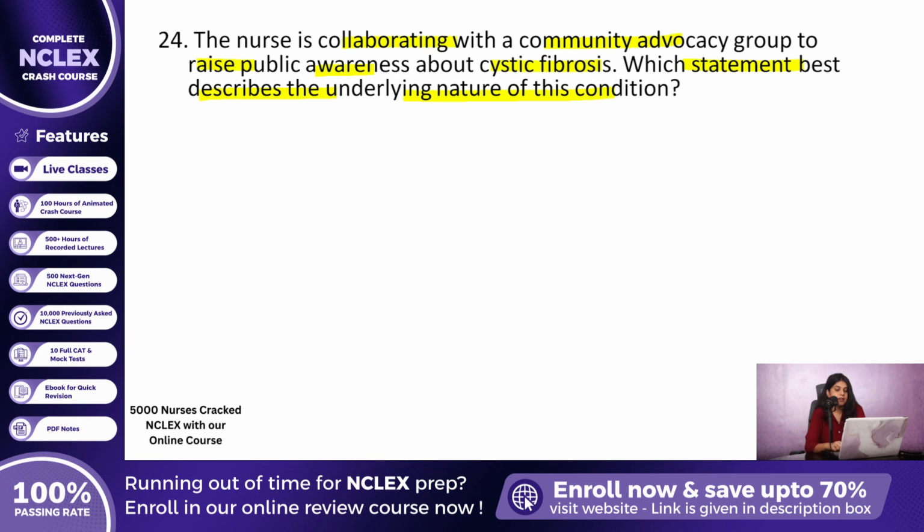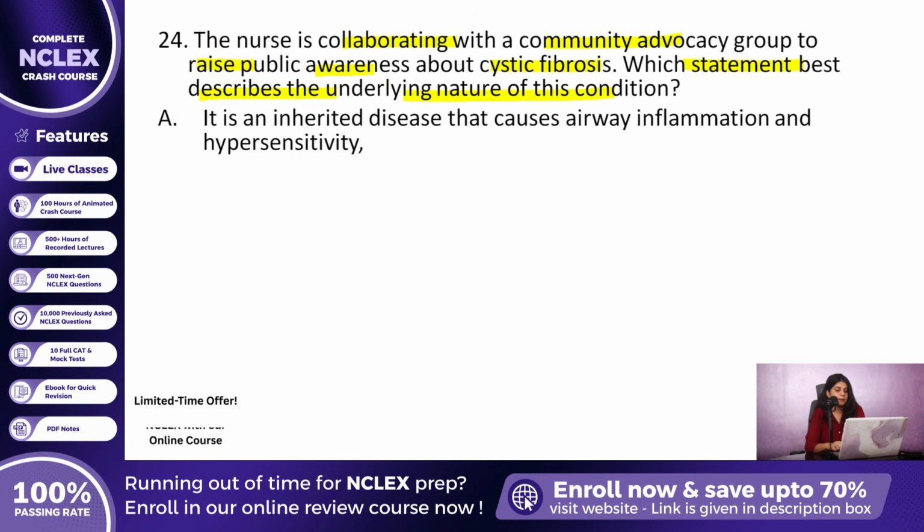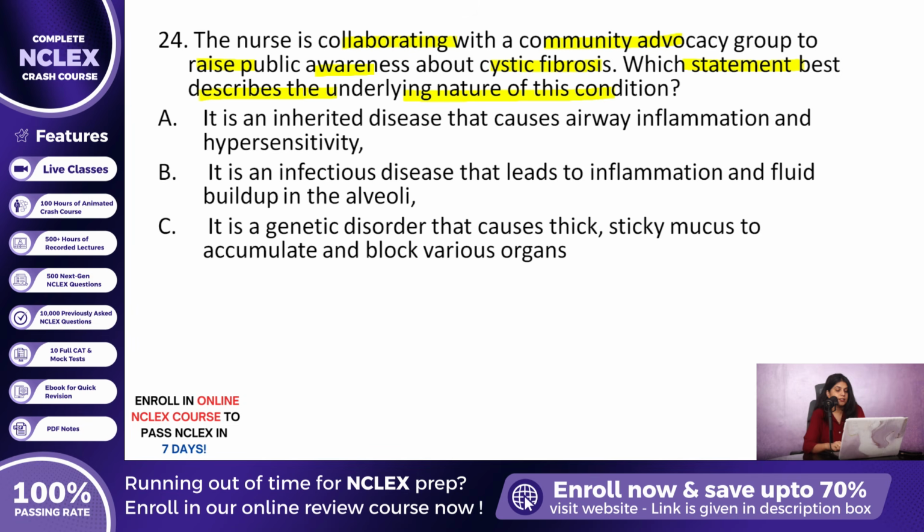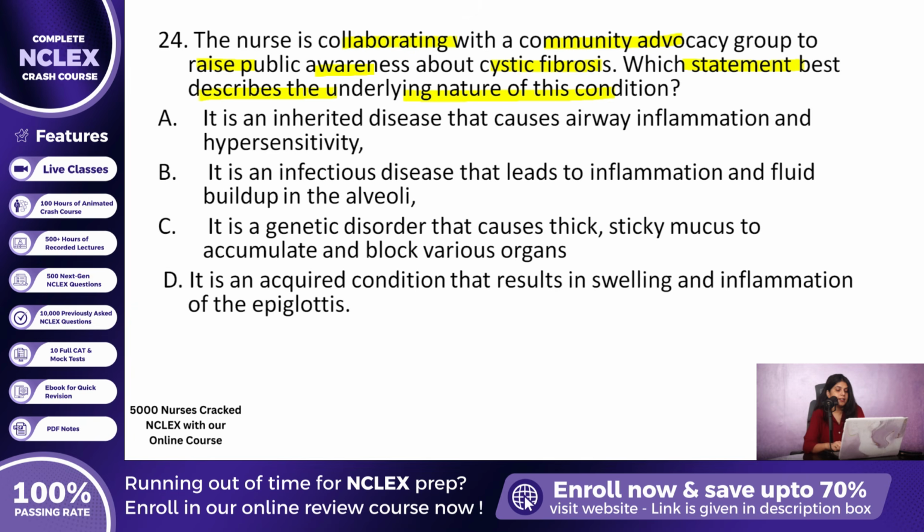The options are A. It is an inherited disease that causes airway inflammation and hypersensitivity. B. It is an infectious disease that leads to inflammation and fluid buildup in the alveoli. C. It is a genetic disorder that causes thick, sticky mucus to accumulate and block various organs. Or D. It is an acquired condition that results in swelling and inflammation of the epiglottis.